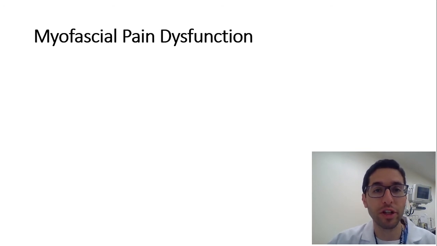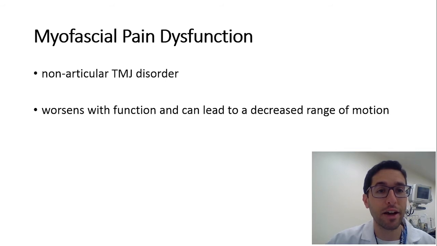Now let's talk about some dysfunctions and disorders. Well, first, we'll start with myofascial pain. As you can tell from the name, myofascial, we're talking about something that's muscular in component, and it is a non-articular TMJ disorder. So it doesn't involve the joint itself, it just involves the muscles of mastication. Now, the more you use it, the worse it will be. So it worsens with function, and it will eventually lead to a decreased range of motion, meaning you won't be able to open. Normally we say MIO, maximum interincisal opening, should be decreased. Normal should be somewhere around 45 millimeters, so under that would be a diminished MIO.